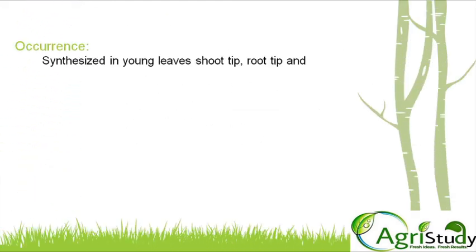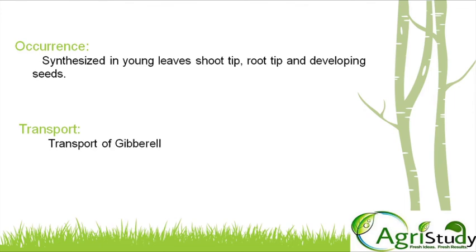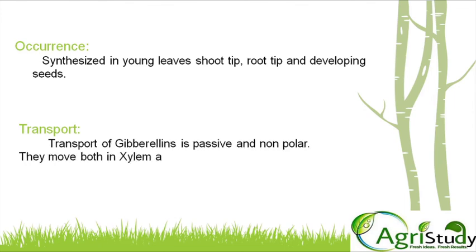Now let's see occurrence. Gibberellins are synthesized in young leaves, shoot tip, root tip, and developing seeds. This is just the common way these gibberellins occur.